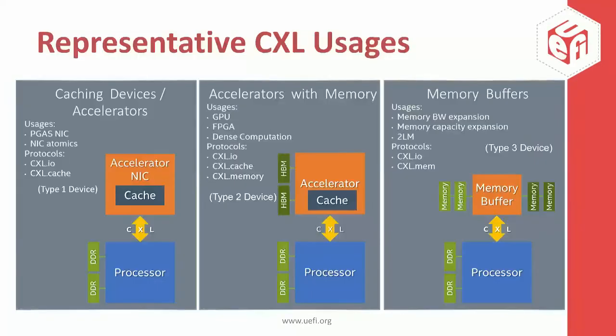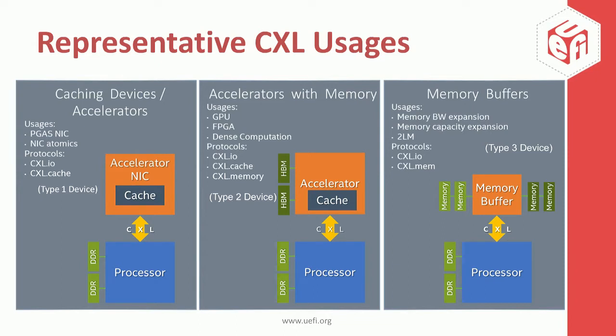So let's get into some of the use models. If you look at CXL use models, there are three of them highlighted here. The type 1 device shown on the very left, an example would be a smart NIC. It is cache coherent with the CPU. The NIC doesn't have any memory that's exposed to the host as coherent memory, but it has a cache and therefore can transfer data back and forth with the processor relatively quickly, versus going over PCIe.